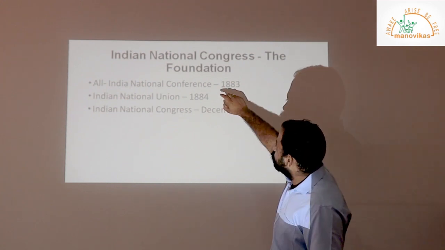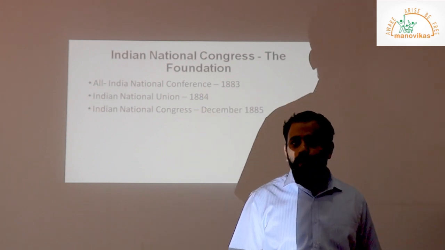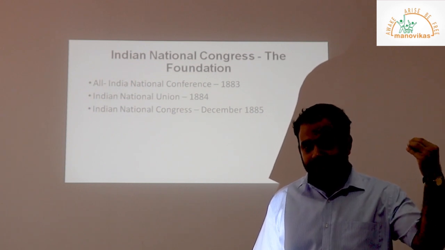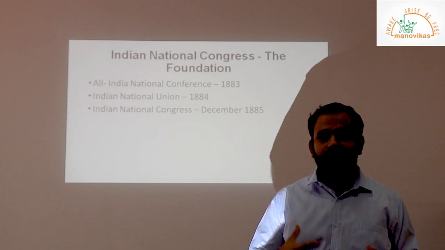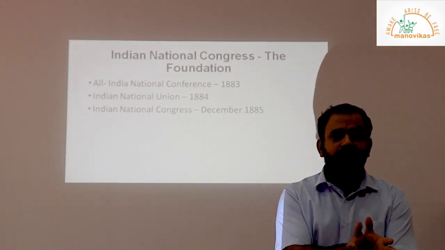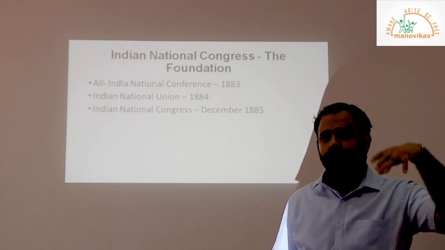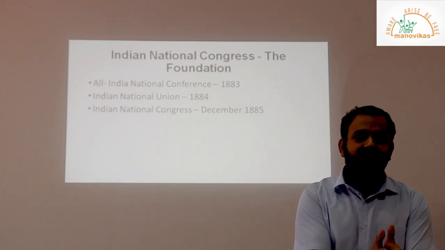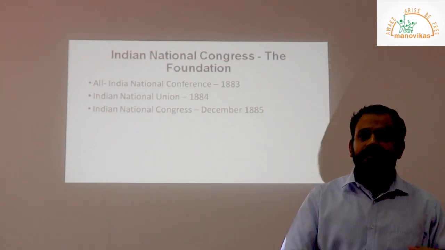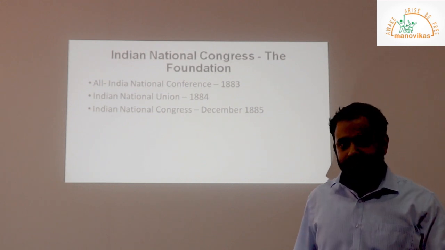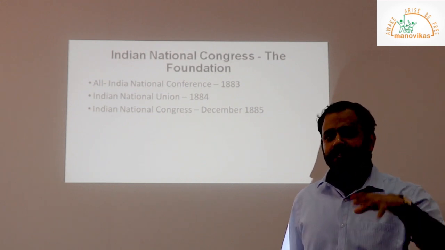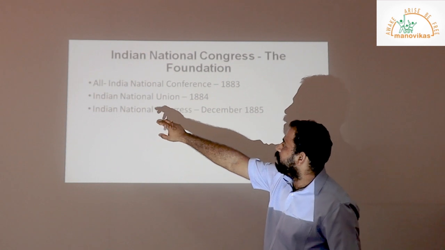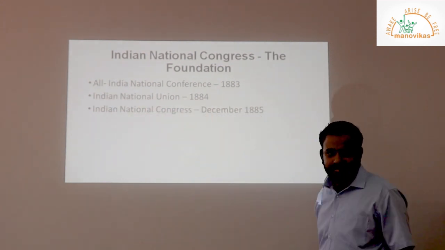Now, there was another union formed by A.O. Hume, Alan Octavian Hume. He was a retired ICS officer. He felt that Indians should come together, form an association and take their complaints and suggestions to the British. He was also encouraged by the British government. They felt that if Indians come together and write down their complaints, it will be easy for the British to make the changes or do the administration properly. And in 1884 they founded the Indian National Union.